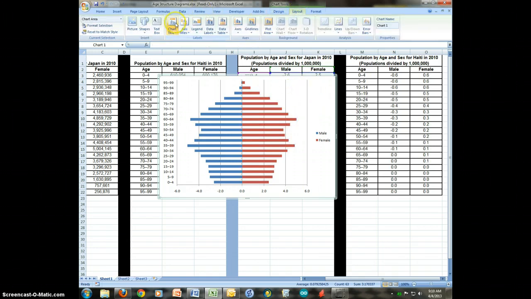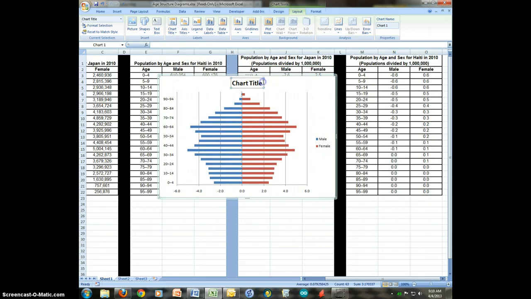But now time for titles. Our chart title can be centered, and I'm just going to do a short version of this. Japan population 2010. Your title that you need is a little bit longer. And then the axis titles.